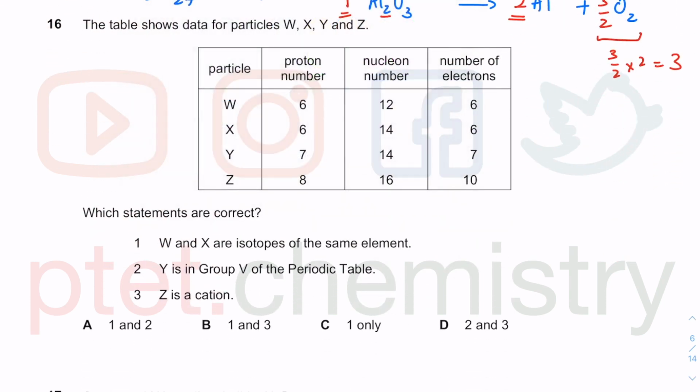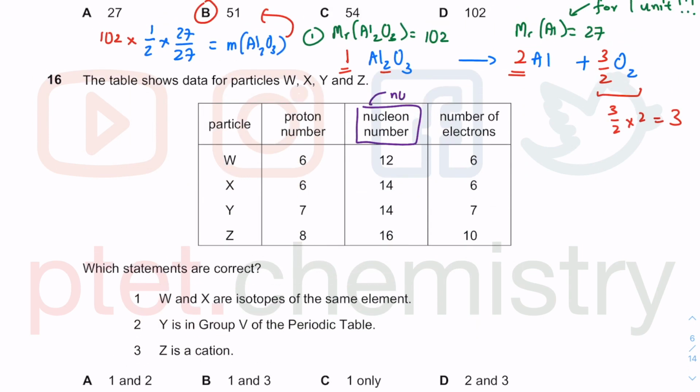Question 16, these are about proton number. Nucleon number is basically the number of protons and the number of neutrons. So the number of protons plus the number of neutrons. So to work out the number of neutrons, you just have to take away the proton number. So these are the same proton number. So since they have the same proton number, they are the same element, but the atomic structure is different.